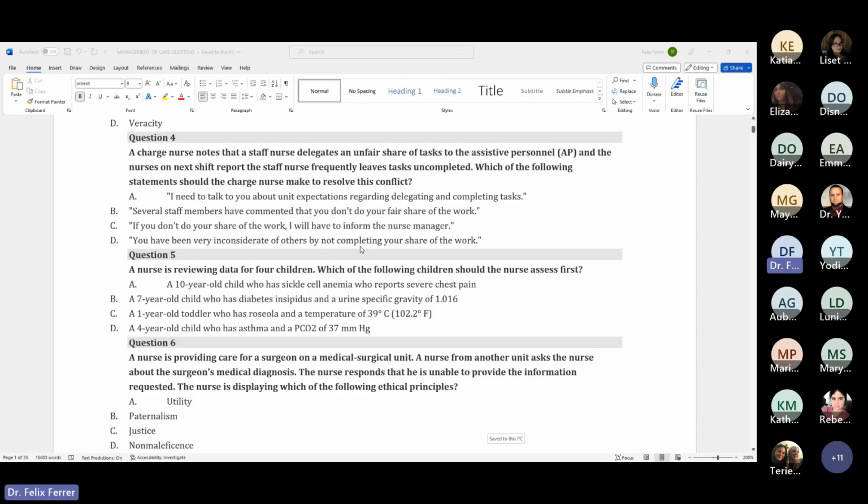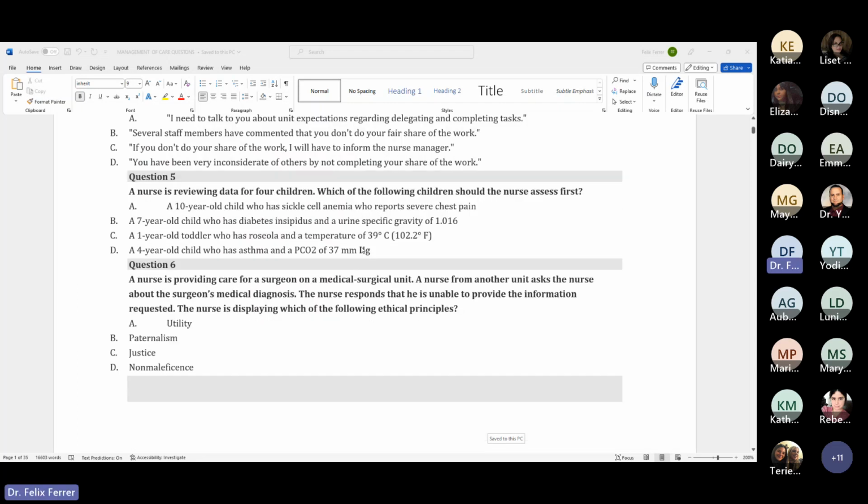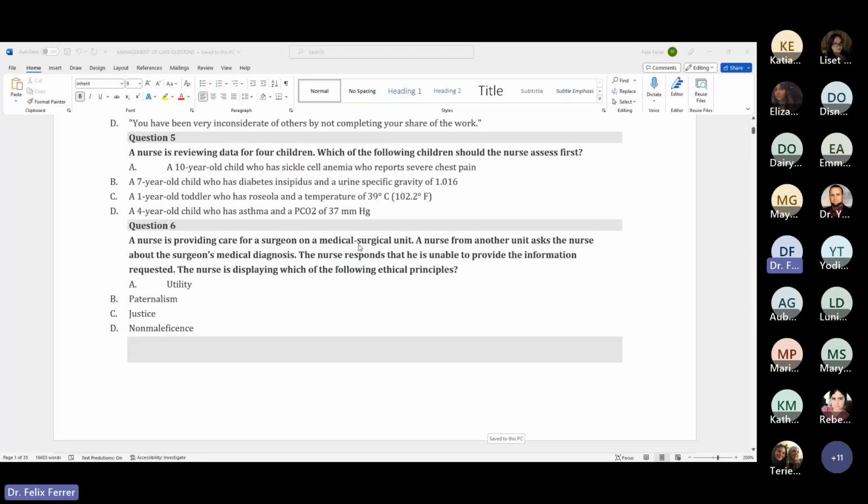So let's continue. Now, this is reviewing data for 4 children, which child should the nurse assess first. I was deleting something, making sure you don't have access to that. Okay, we answered that already. Let's go to question number 6.